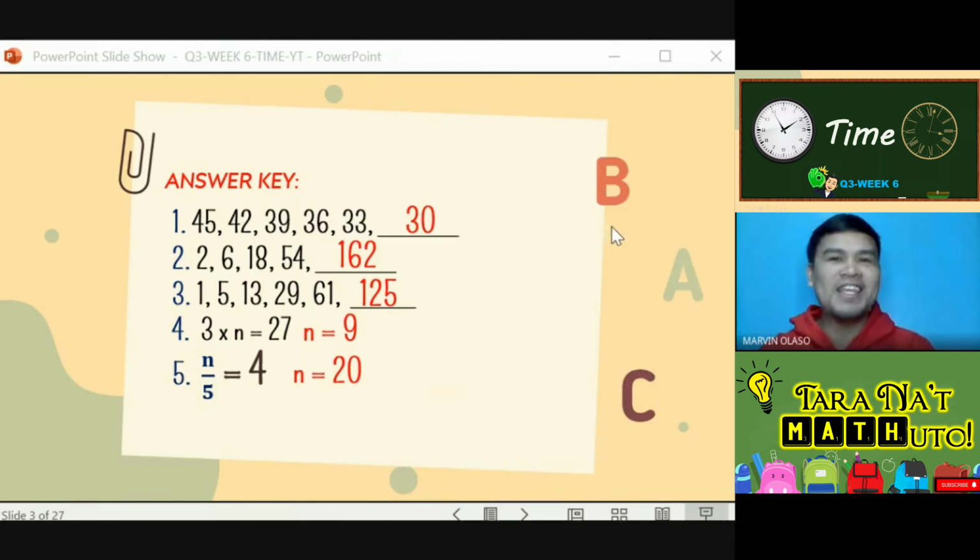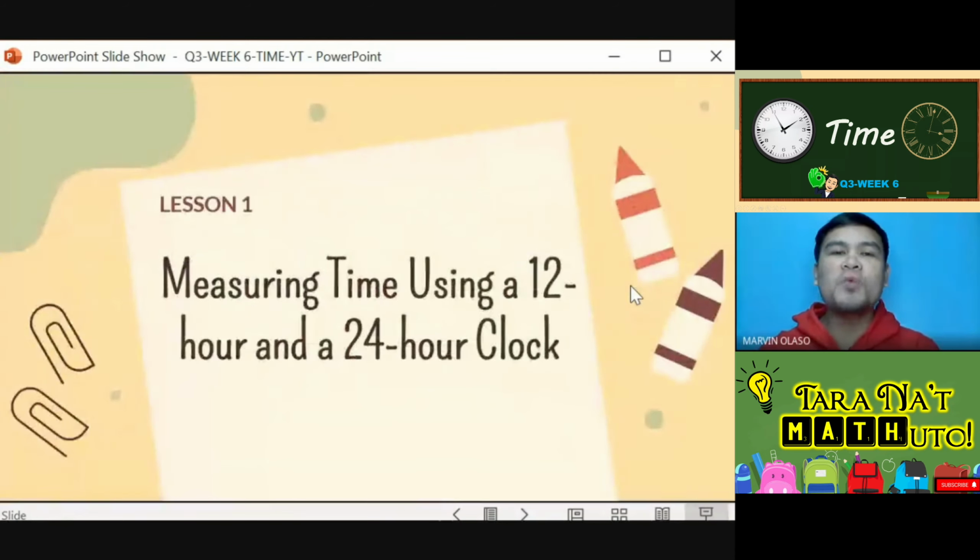Simulan na natin ang ating aralin. Today, I'll be discussing with you 3 topics. But, let's start with our first lesson about measuring time using a 12-hour and a 24-hour clock.